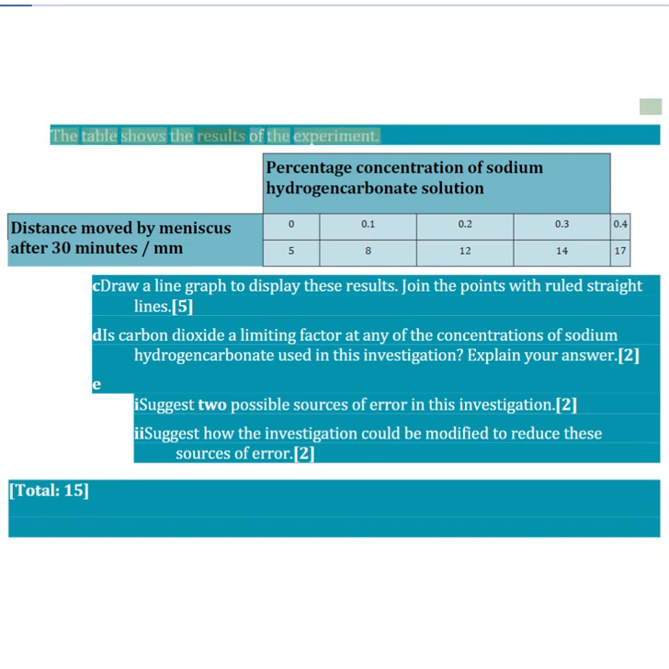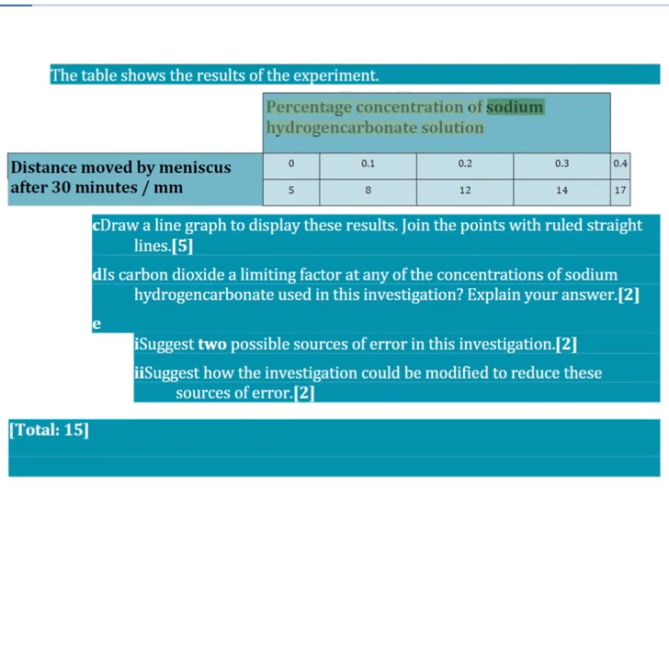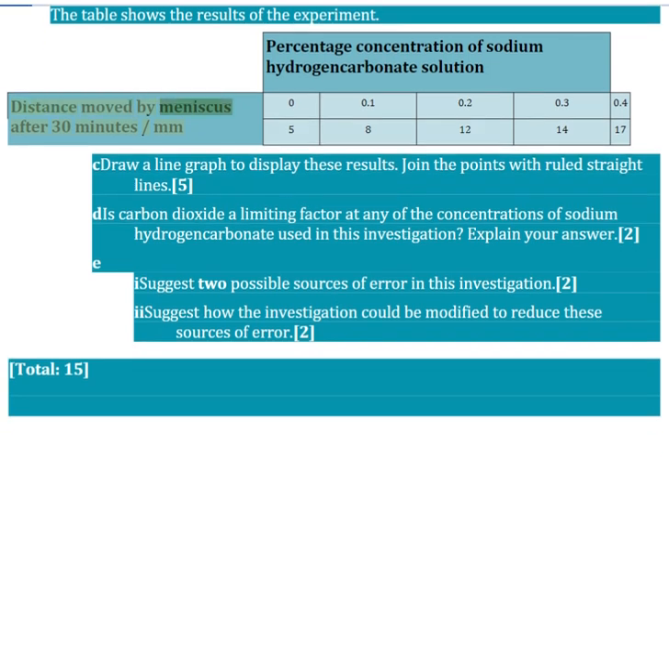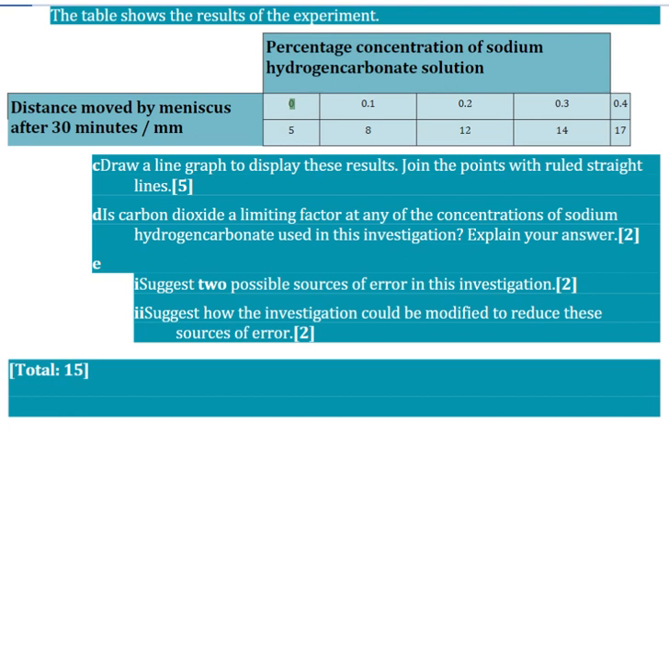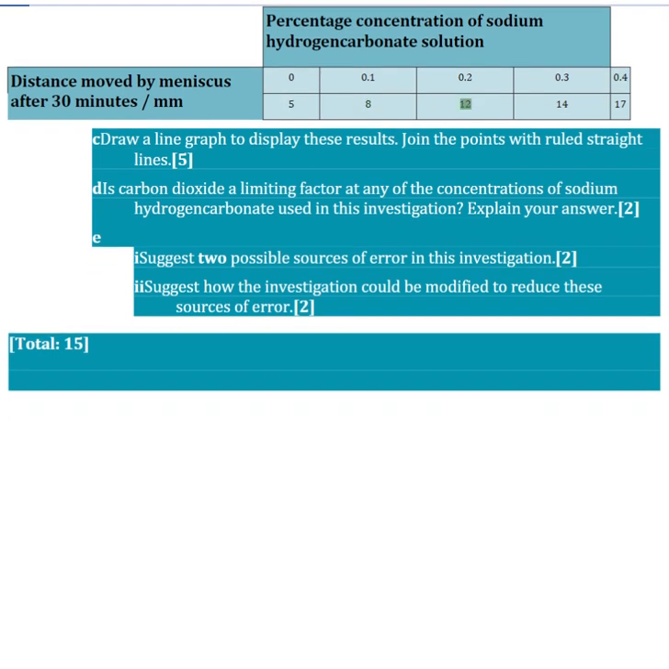The table shows the results of the experiment. Percentage concentration of sodium hydrogen carbonate solution: 0, 0.1, 0.2, 0.3, 0.45. Distance moved by meniscus after 30 minutes, millimeters: 8, 12, 14, 17.